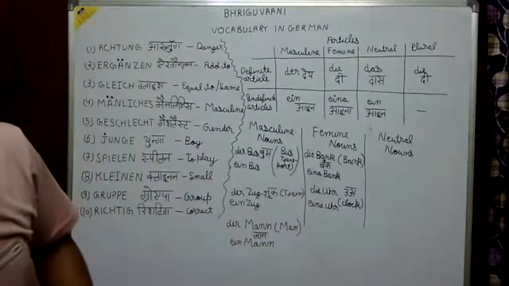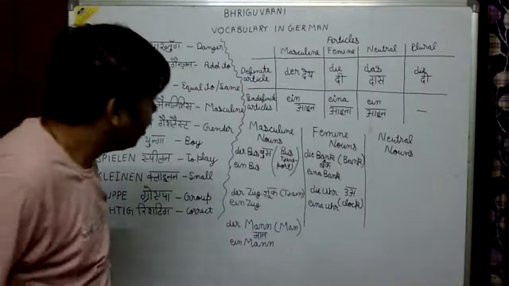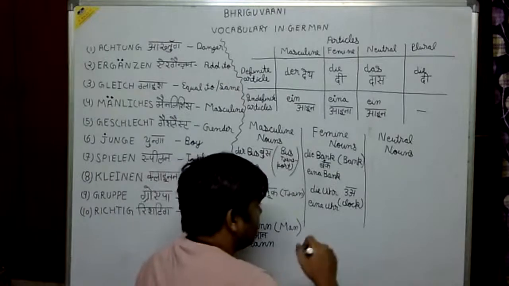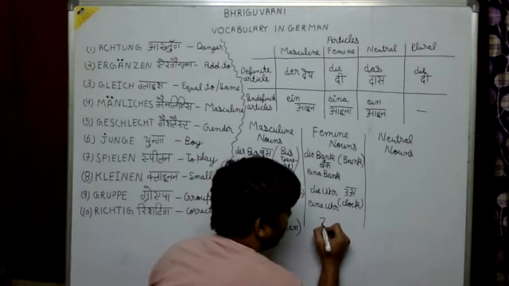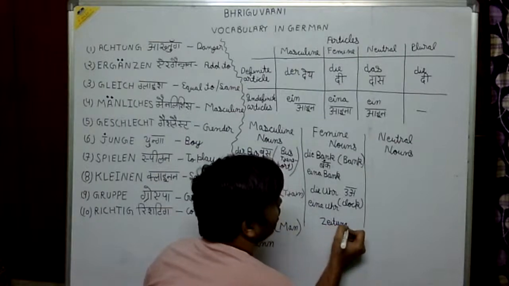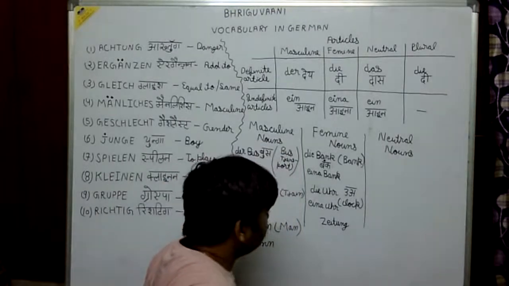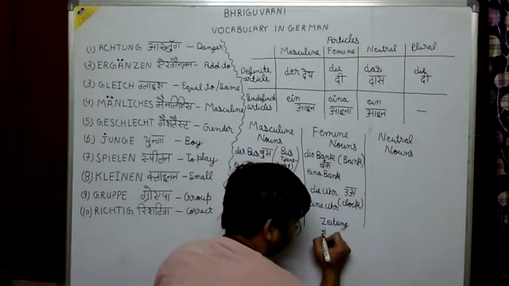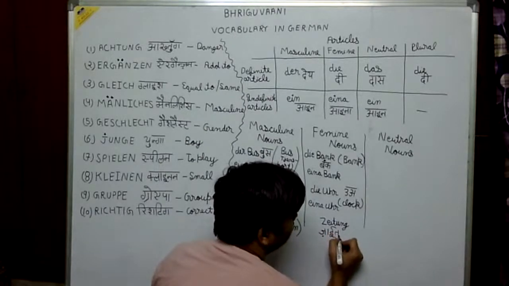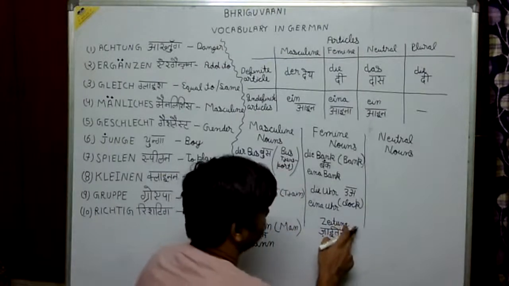After this Uhr, we again have a new word. What is that? That's Zeitung. We again have a word, and this word is Zeitung.